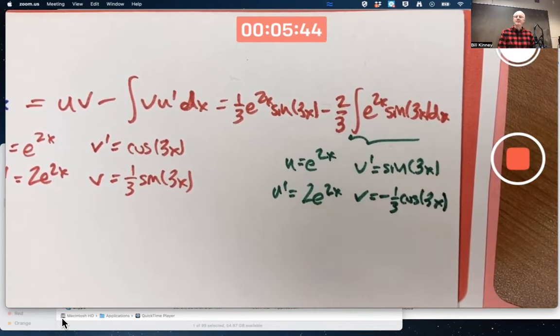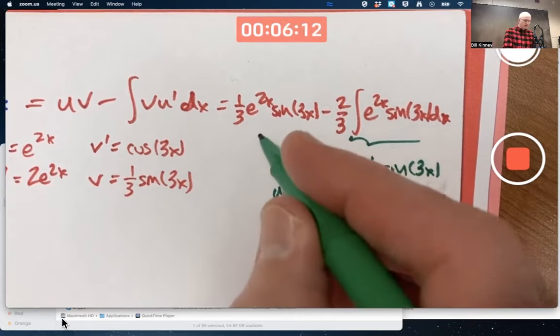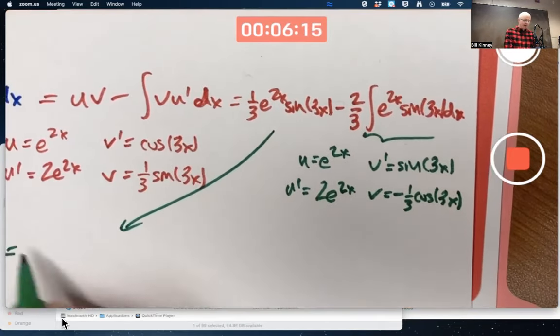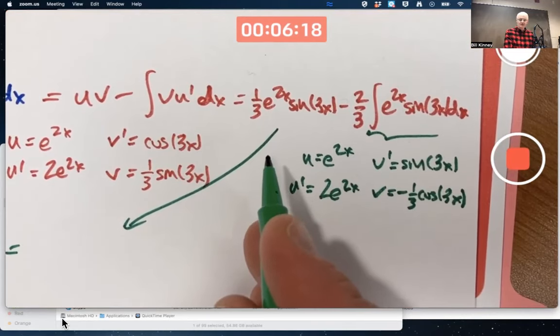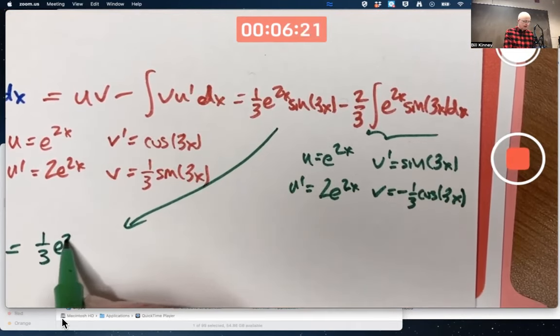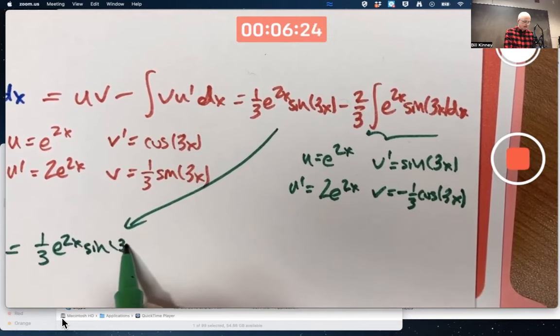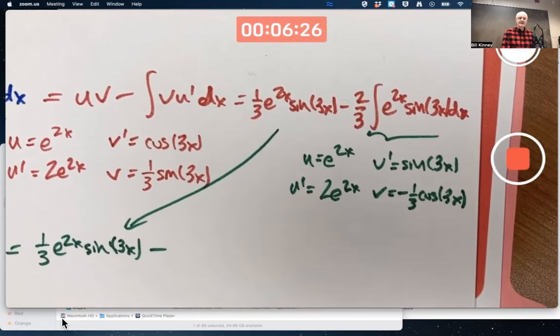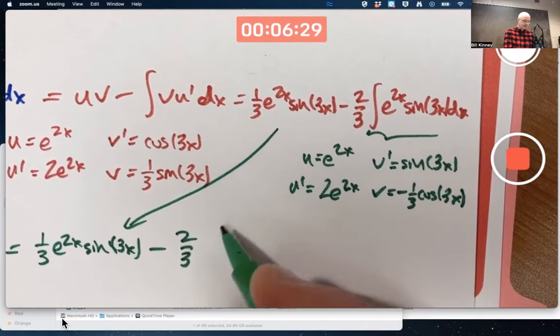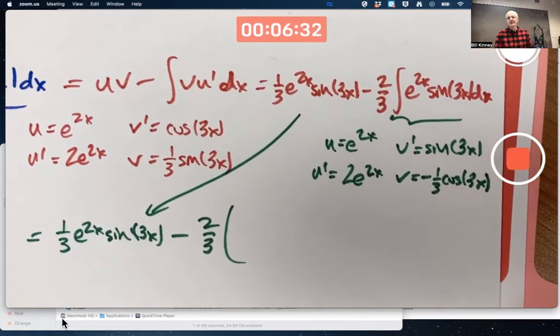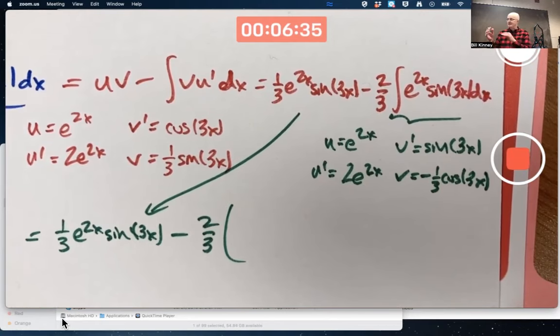Lots of places where mistakes can happen. You have to be very careful. Minus signs, I think, especially, as well as some fractions. Continue. Don't forget the first part. If you forget that, you'll get the wrong answer. 1/3 e to the 2x sine of 3x minus 2/3 times this integral, but that integral I need to do by parts. I better use parentheses because it's something minus something else. I'm going to subtract 2/3 times that entire thing. I better use parentheses if I want to be extra careful.